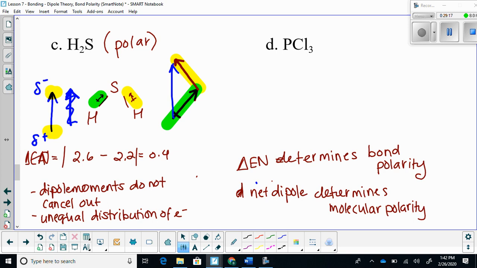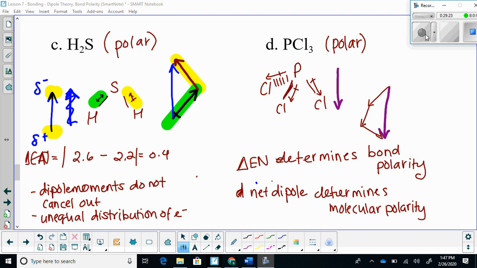All right, I want you to try D on your own, show the dipoles, and show the net dipole. A couple of things, let's just clarify. Your dipole moment is between the bonds. That's based on your electronegativity. That will determine the strength of the arrow. Then, once we have those, we will use the polygon method to add the vectors.